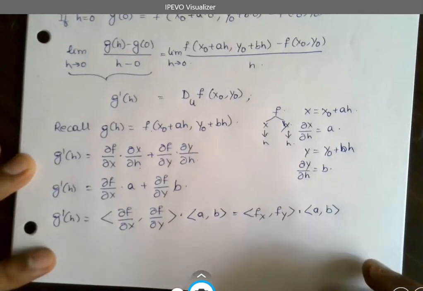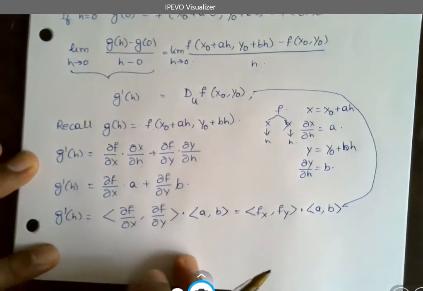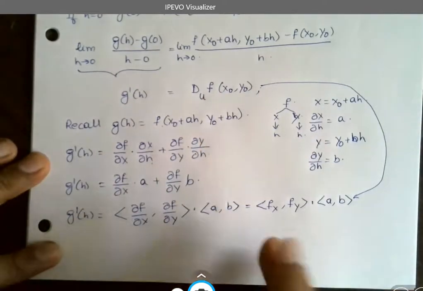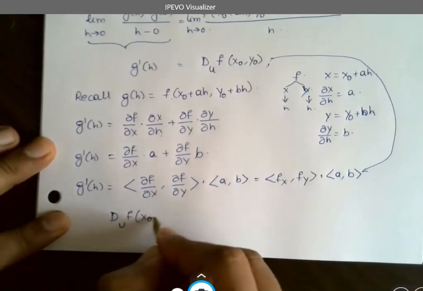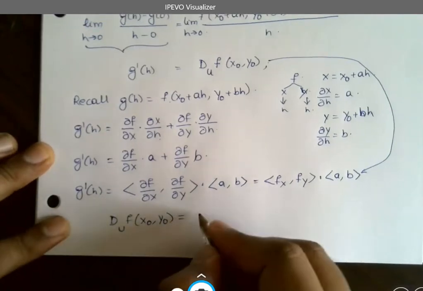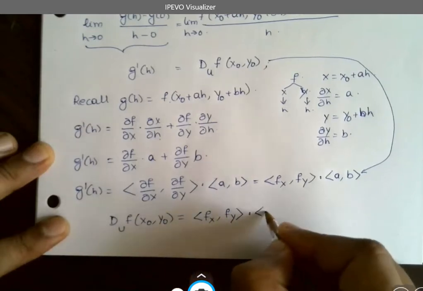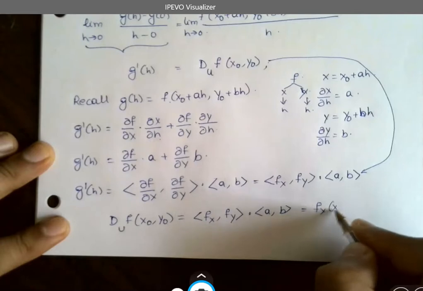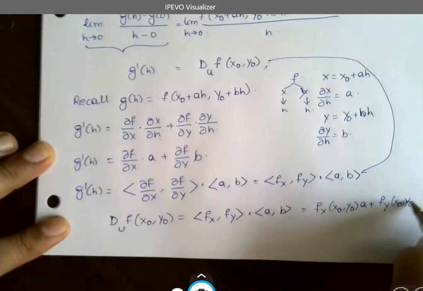So this is nothing but the directional derivative of the function f in the direction of the unit vector u at the point x naught, y naught. You can write the directional derivative of f in the direction of the unit vector at the point x naught, y naught as fx, fy dot product with a, b, or in other words, fx at x naught, y naught times a, plus fy at x naught, y naught times b.